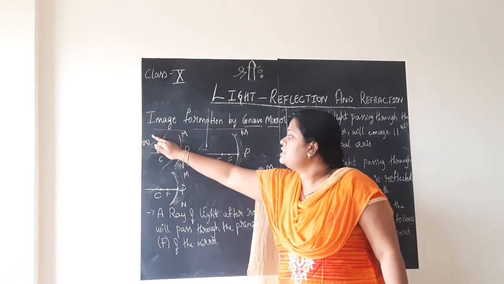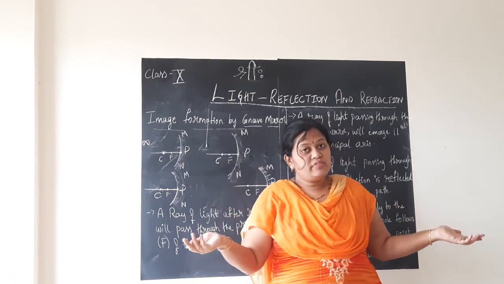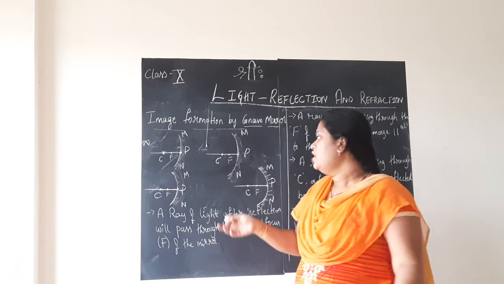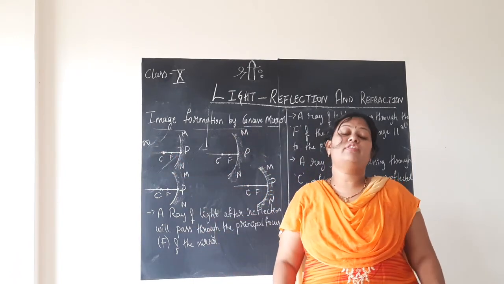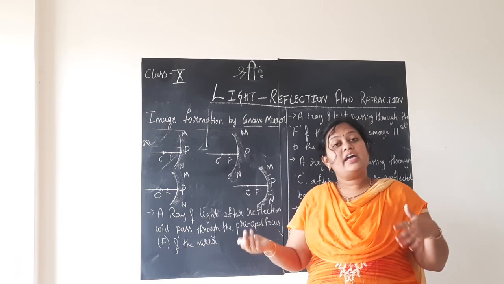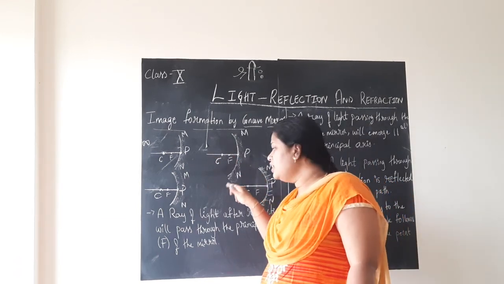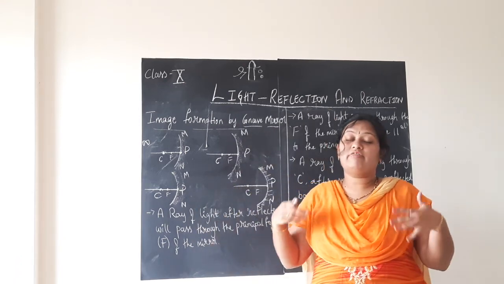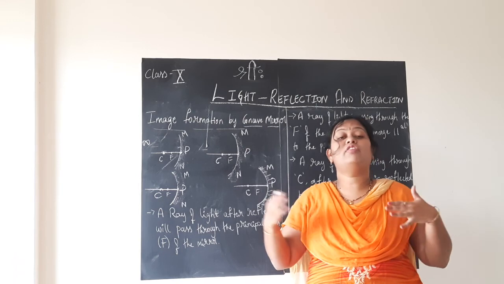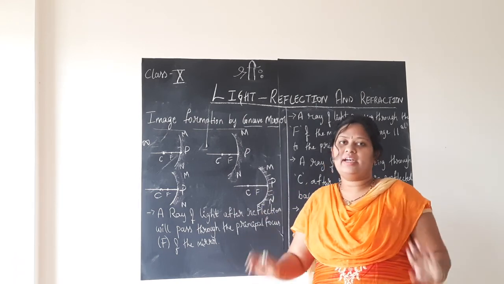If at all you are passing the incident ray through the pole, in which direction will the reflected ray be? If at all the ray of light, incident ray, is passing through center of curvature of the mirror, what will be the direction of reflected ray? If at all you are passing the incident light through the principal focus of the mirror, how will the reflected ray of light go? All these things you should know in order to draw the ray diagram.